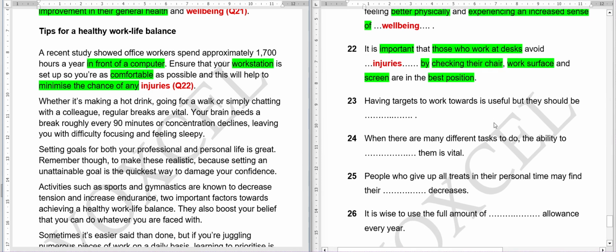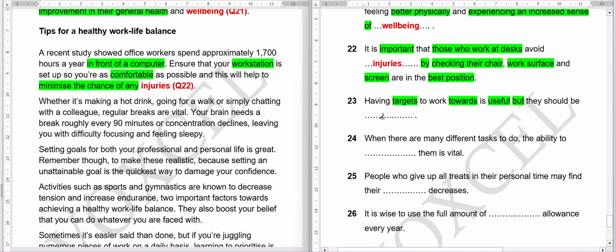23rd question. Having targets to work towards is useful, but they should be. Okay. I believe that there is one word that's coming to my mind right off the bat. So having targets is useful. So they're saying that if we have targets to work towards, that's useful. But these targets should be possible, achievable, realistic. All right.